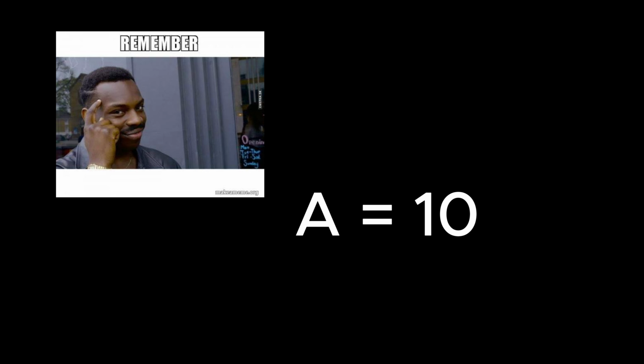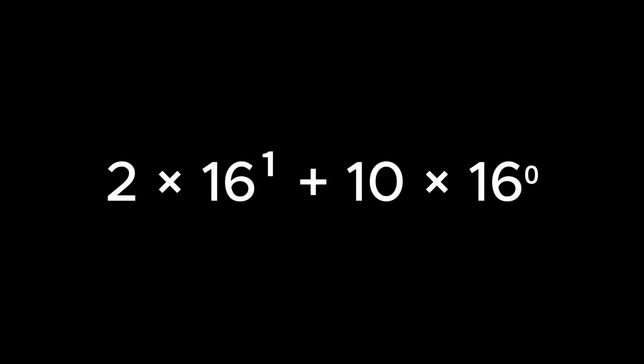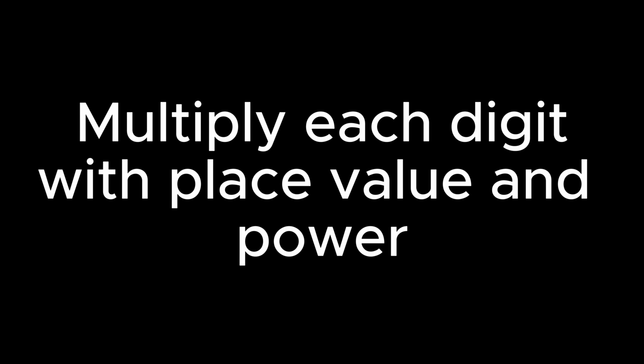Hex works exactly the same way. So let's say we have 2A base 16. Remember that A equals 10. So 2 times 16 to the power of 1 plus 10 times 16 to the power of 0 becomes 32 plus 10, which gives us 42. So 2A base 16 equals 42 base 10. It's the same process every time. You essentially just multiply each digit with its respective place value and power.